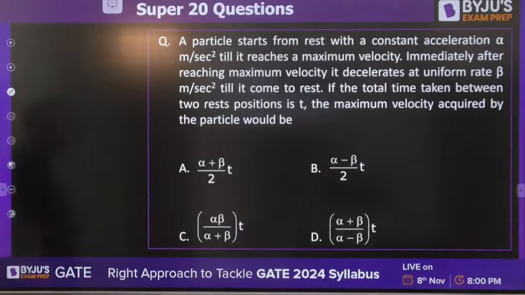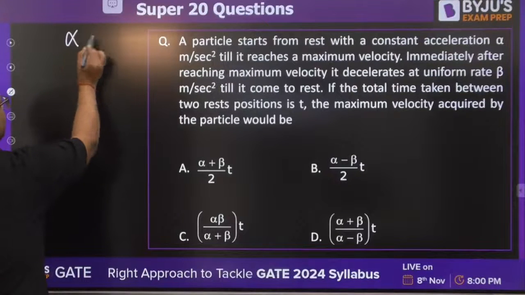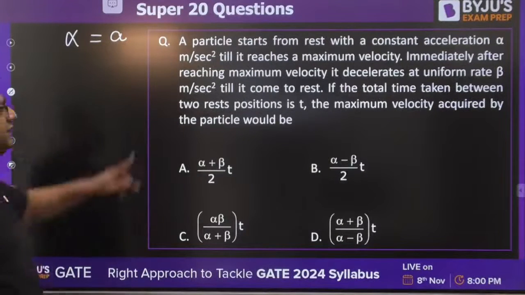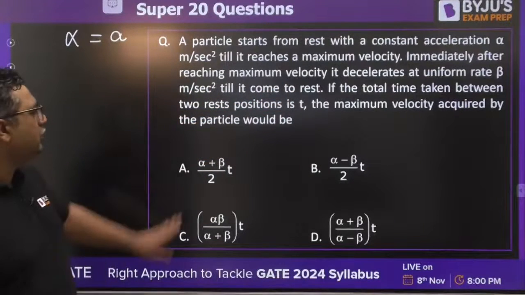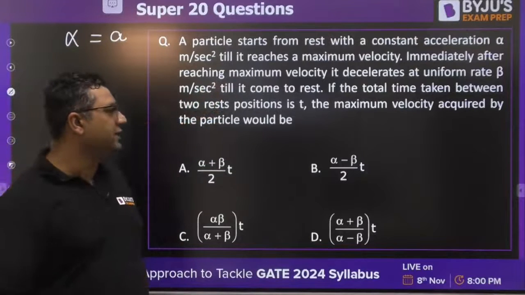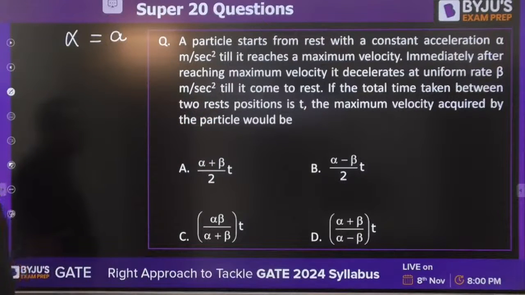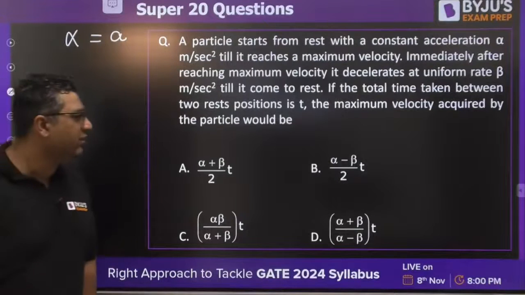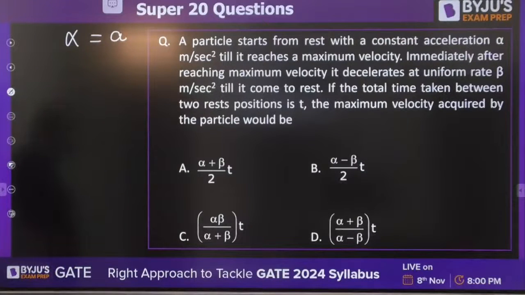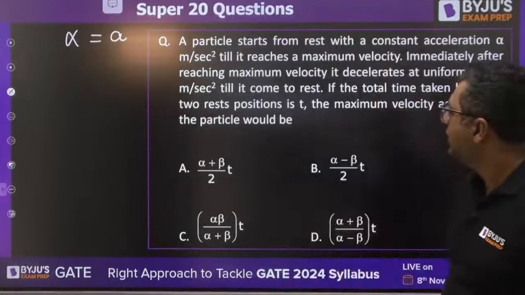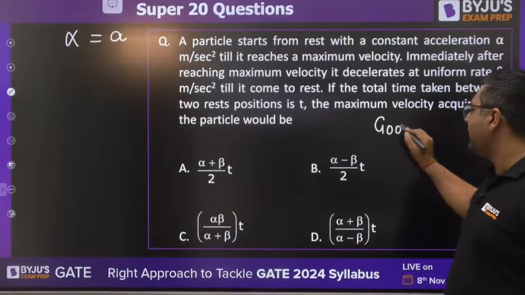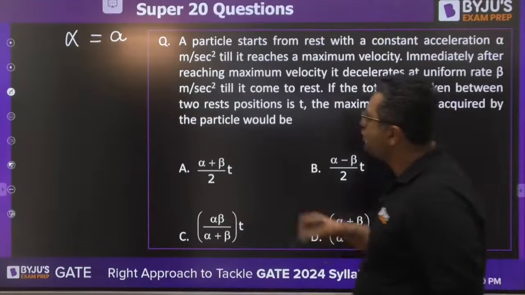A particle starts from rest with a constant acceleration of alpha meter per second square, alpha is the acceleration, till it reaches a maximum velocity. Immediately after reaching maximum velocity, it decelerates with a uniform rate of beta till it comes to rest. The total time taken between two rest positions is t. The maximum velocity acquired by the particle is? Solve this question. This is a good question. Once again from the kinematics. Try this. Question number 19 it is.